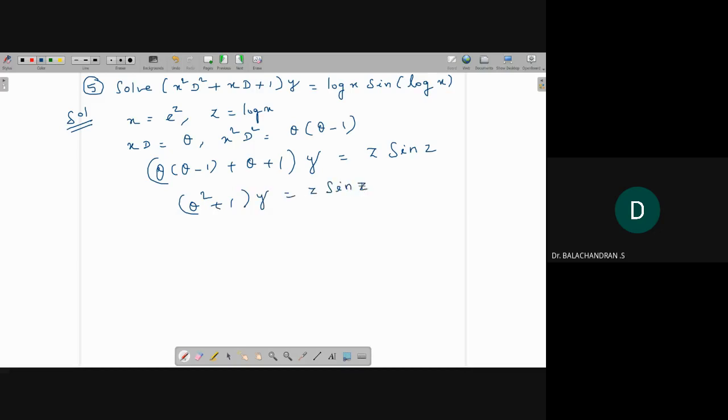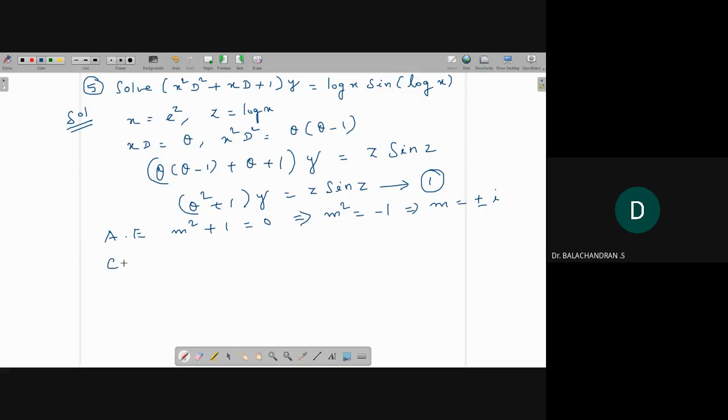What is the type number? Type 5, yes. Algebraic into sine. The auxiliary equation is m² + 1 = 0. This implies m² = −1, so m = ±i.